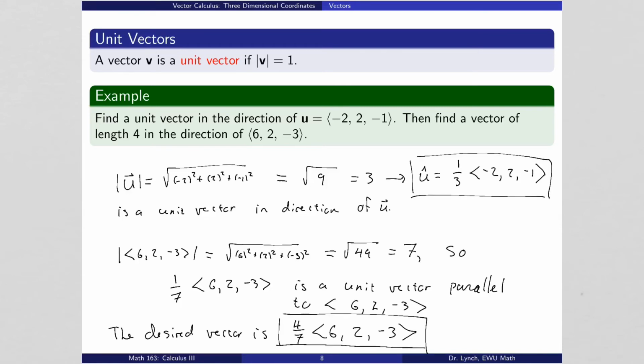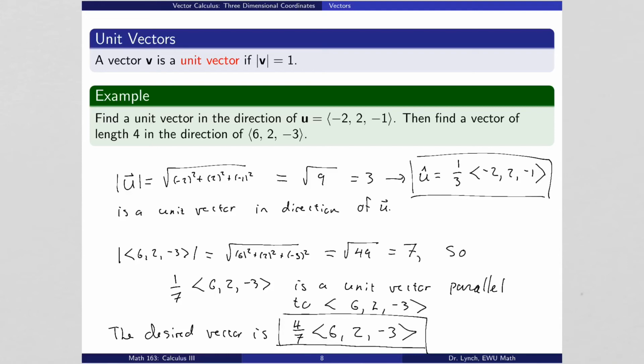Okay, so again, building unit vectors in a specified direction: just divide by the magnitude of the vector in the direction you want, and then multiply by the length you want if you need to.